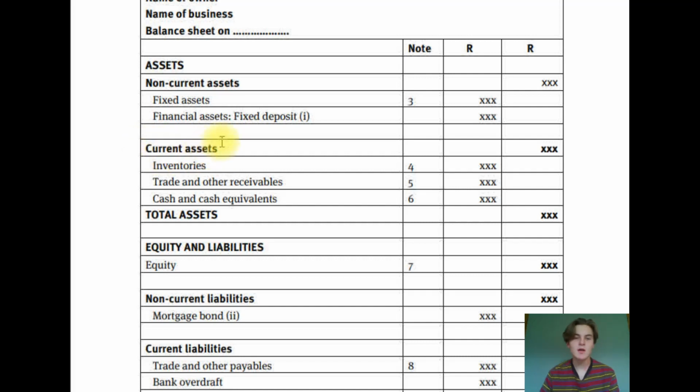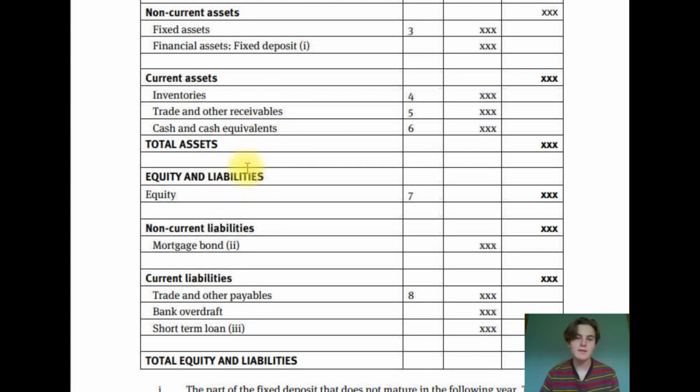Then we get our current assets. So current assets are assets that are relevant in less than 12 months. So for example, this will be inventories. Inventories will include amounts relating to trading stock or consumable stores on hand. Then you get trade and other receivables. So this will pertain to amounts that you expect to receive in the current year. An example of this is debtors. And then you have cash and cash equivalent amounts. So your cash and cash equivalent amounts will pertain to amounts such as your bank or your petty cash. Then we'd have to calculate our total asset amounts. And in order to get that, you'll say non-current assets plus current assets is equal to total assets.